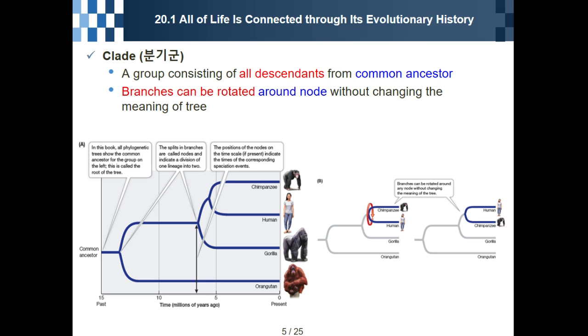Okay, so each tree has branches. For example, this branch can be rotated like this. Initially, chimpanzee, human, gorilla, orangutan. After rotating this branch, it will become human, chimpanzee, gorilla, orangutan, like this. However, even though we rotated the branch, the meaning of the tree does not change. So this is what we call clades. Okay?